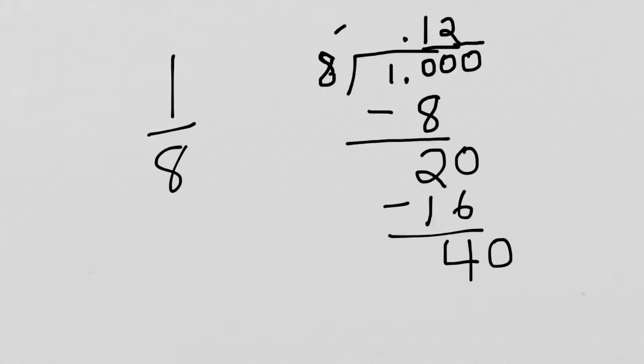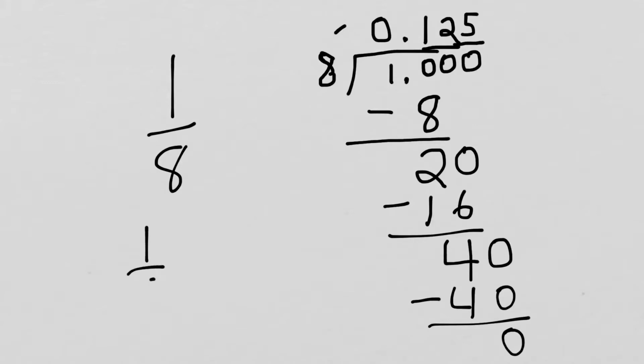How many times does 8 go into 40? Well, 8 will go into 40 5 times, and 5 times 8 is exactly 40. So I subtract 40, and I finally get 0. And that's when I know that I'm done. I add a 0 here, and I can say that 1/8 is equal or equivalent to 125 thousandths.